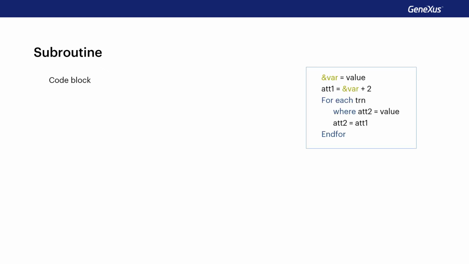A subroutine is basically a block of code, which we can invoke as many times as we want as long as it's within the same object. In this way, we can execute the same block from several places of the object, or from the same place, but several times. The subroutine allows us to write that code only once, assign a name to it, and then simply invoke it by the given name.